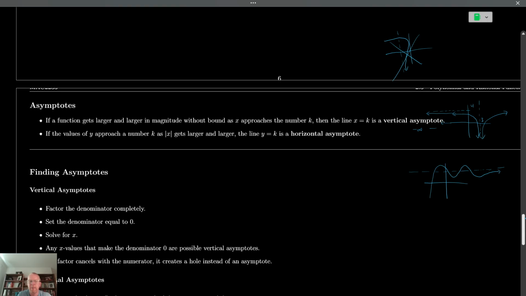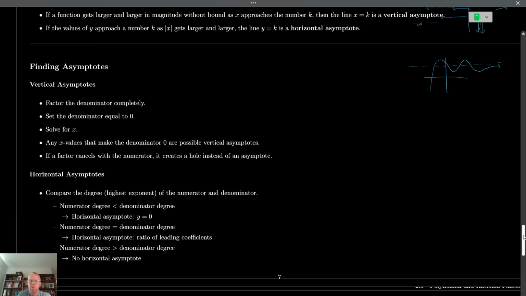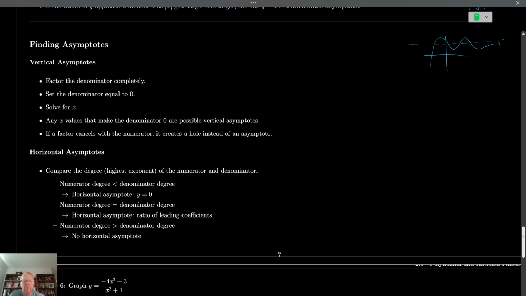So how do we find these? Finding asymptotes is very simple, it's just simple rules to follow. To find the vertical asymptotes, factor the denominator completely, set the denominator equal to 0, and then solve for x. Any of those x values are possible vertical asymptotes.